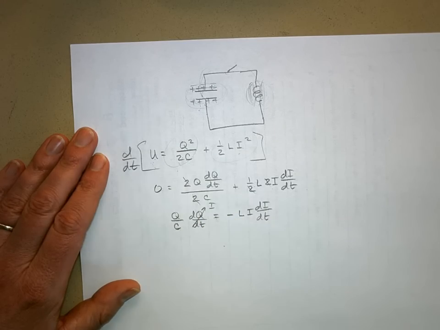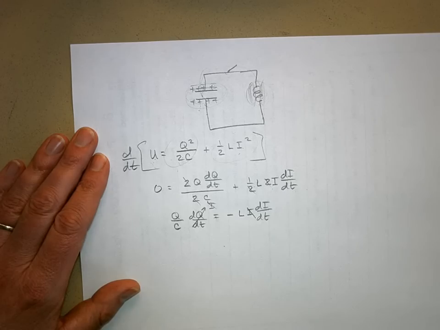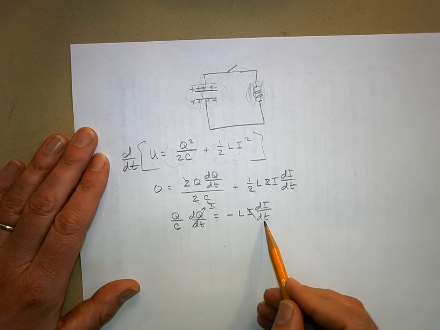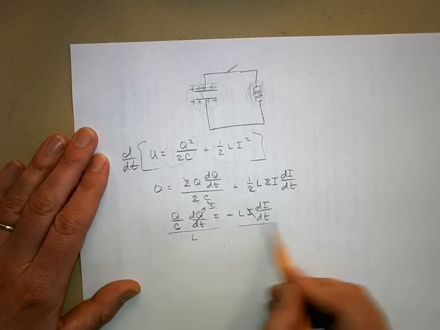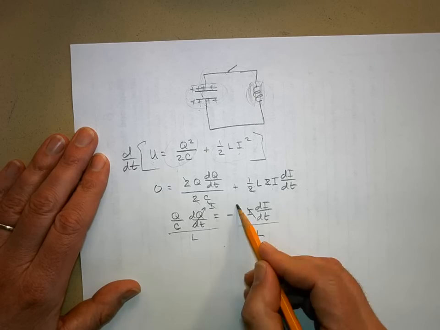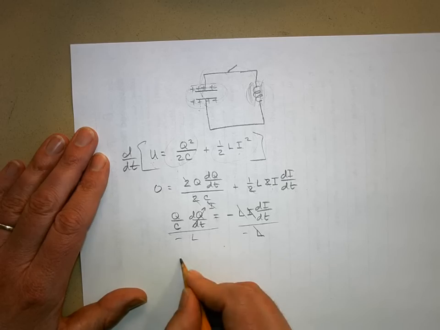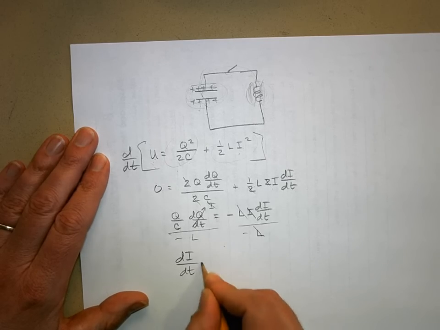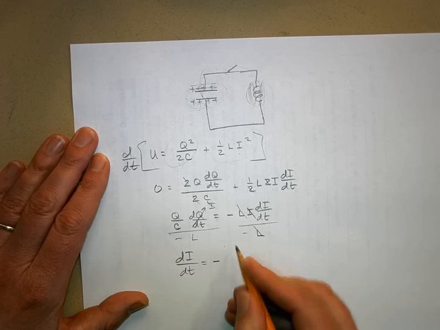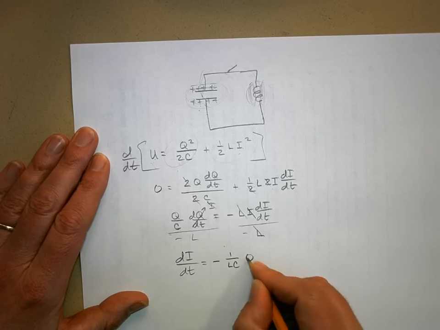That's the current. So what happens is that this cancels out. So what I'm going to do is divide both sides now by L. So that'll cancel that. Negative L, so I'll put the negative on the other side. What I'm trying to do is solve for di/dt, which is equal to negative 1 over LC times Q.